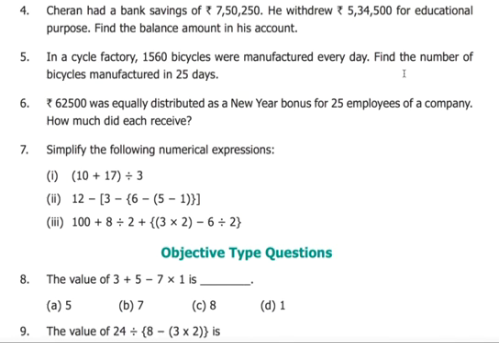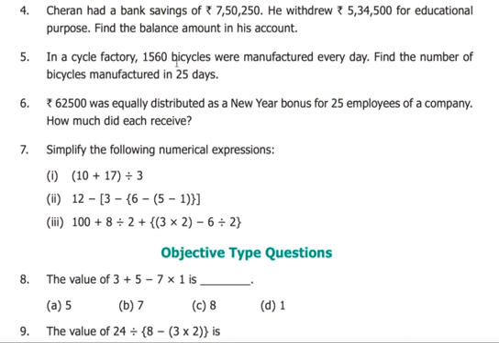Okay, Charan had a bank savings of 7,50,250. He withdrew 5,34,500 for education purposes. Find the balance amount in his account. Fine. So this minus this will give you the answer.